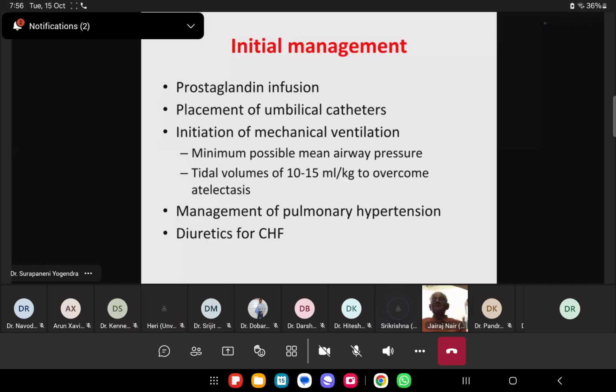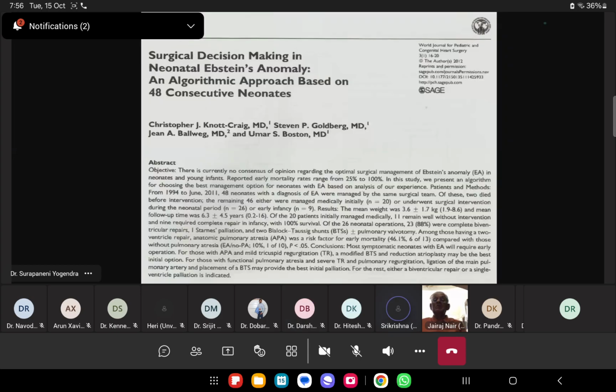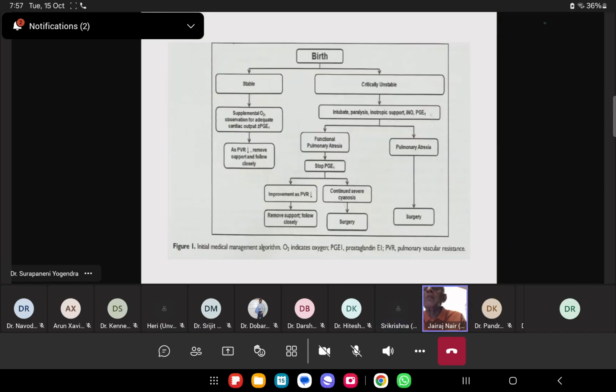So, this is an article published by Dr. Christopher J. Knott-Craig and others in World Journal of Pediatric and Congenital Heart Surgery regarding surgical decision making in neonatal Ebstein's anomaly, giving an algorithmic approach. So this is the algorithm.